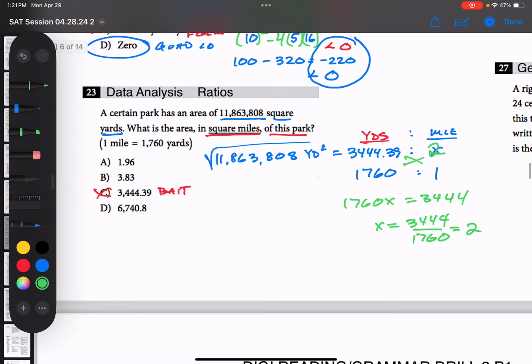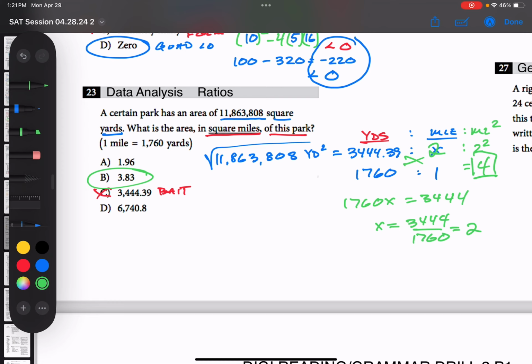So how many square miles is this sucker going to be? I'm not even going to do the calculator math, because now that I got that, square miles, I'll just have to square it. Miles squared. So that means it's going to be 2 squared, which is equal to 4. Which answer is closest to 4? Bang, and that's your answer.